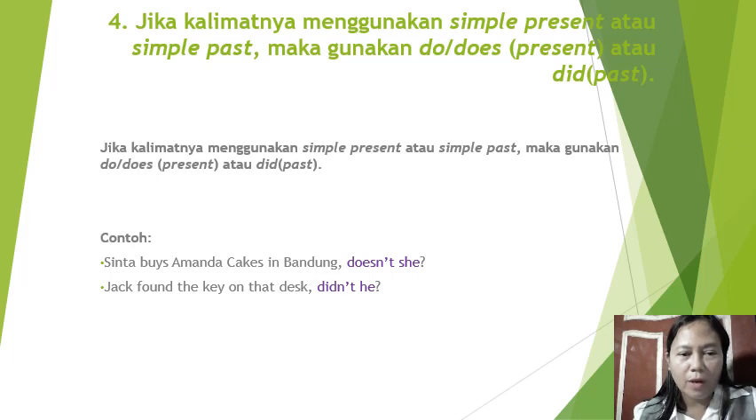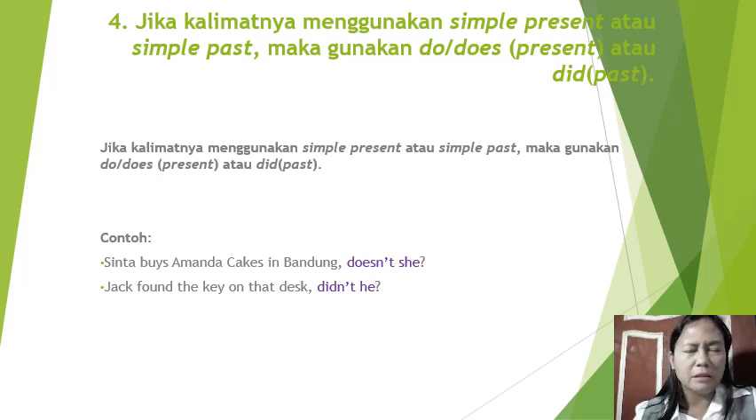The first requirement, the first rule: if the sentence is positive, the tag is negative. So we try this one. Sinta buys, so Sinta uses does. So, doesn't she. Doesn't comes from buys, which indicates present, and Sinta becomes she.